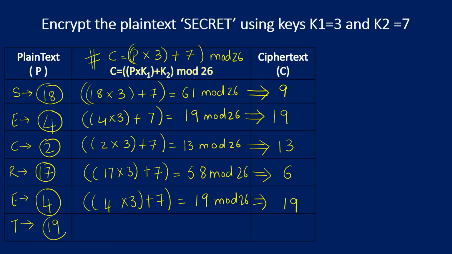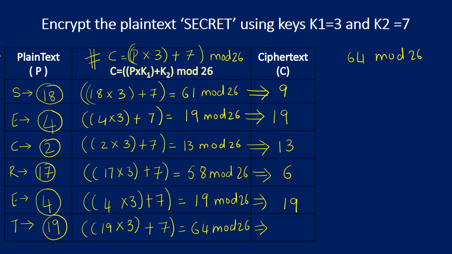Let us now move on to the next number to be encrypted, which is 19. I take 19 multiplied by the key K1, which is 3, add key K2, that is 7, and the result of 19 into 3 plus 7 is 64 mod 26. Now how do I do 64 mod 26? Since 64 is larger than 26, you have to divide 64 by 26. 26 into 2 is 52 and the remainder comes out to be 12. So 64 mod 26 is 12.